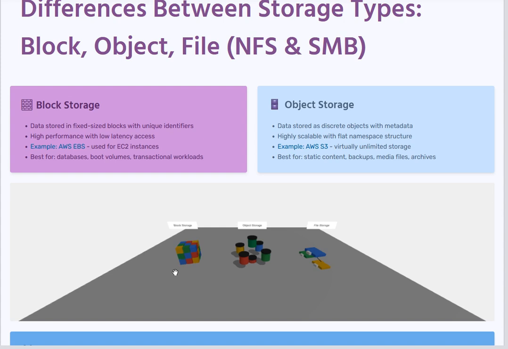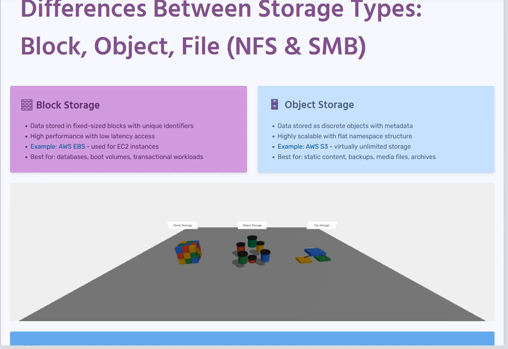They are high performance with low latency access. If I take an example, EBS, elastic block storage, we attach to EC2 instances. They are used for databases, boot volumes, and transactional workloads because they offer fast access and high performance, like SSD volumes. That's how block storage is defined. So in the future, if I say EBS, elastic block storage, that's a block storage type.